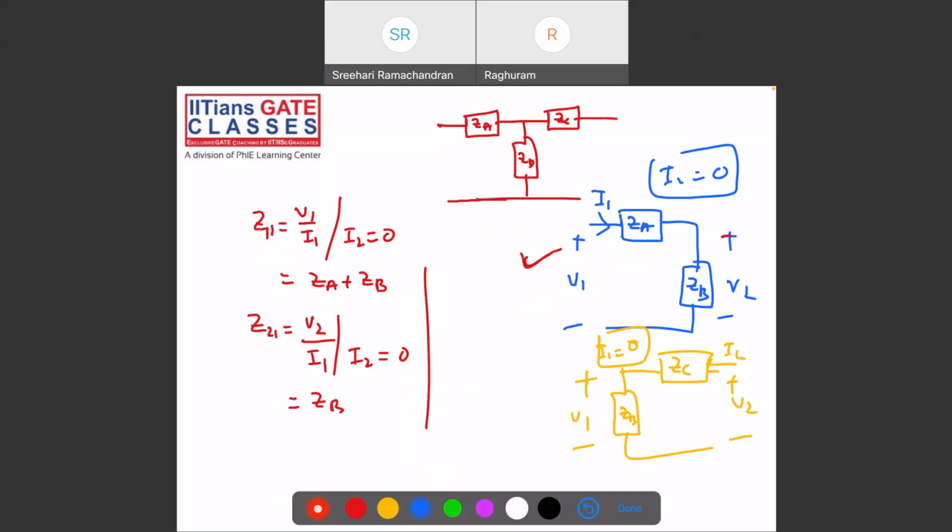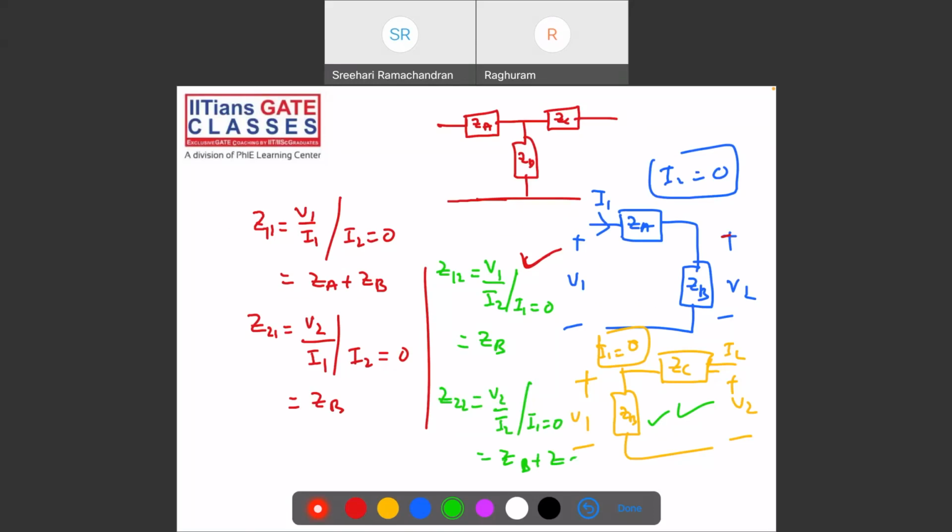Using the other circuit, with I1 0, Z12 is V1 by I2 when I1 0. V1 by I2 here is equal to ZB. Then Z22 is V2 by I2 when I1 0. What is V2 by I2 when I1 0? ZB plus ZC.